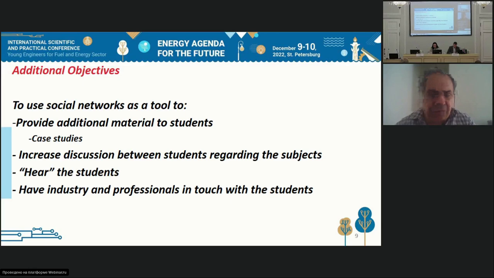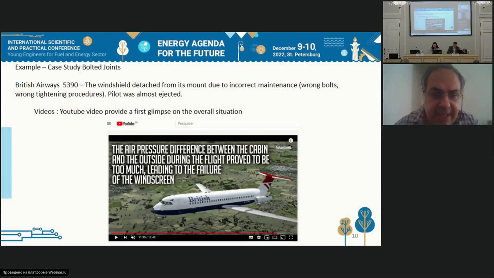One example is bolted joints. We had the lesson on bolted joints, and then I wanted to give them a real case in which a bolted joint failed. This is a very famous case in which the windshield of the aeroplane detached because the maintenance was incorrect. They used the wrong bolts and wrong tightening procedures, and the pilot was almost ejected from the aircraft. I provided the students a video to give them some idea of what happened, and everybody had to watch the video.